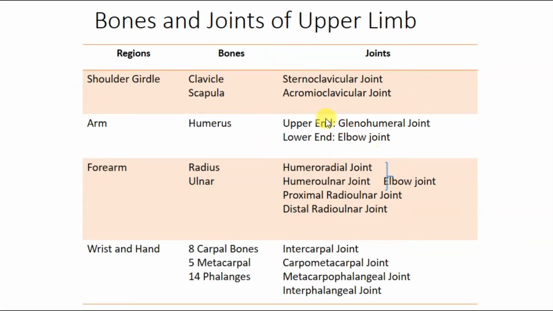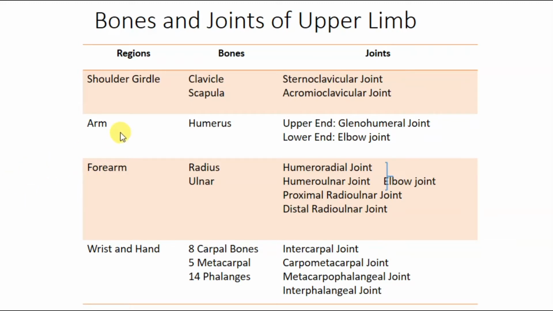So this is how we have different bones and joints of the upper limb. Here we have the region, here we have the bone, and here we have the joints. For example, in the shoulder girdle we have the bones, which are clavicle and scapula, and the joints, which are the sternoclavicular joint and acromioclavicular joint. The sternoclavicular joint is the joint between the sternum and the clavicle, and the acromioclavicular joint is the joint between the acromion process of the scapula and the clavicle.